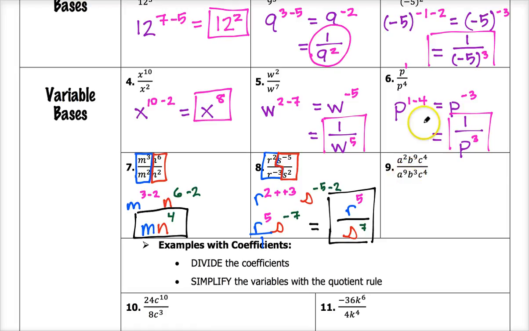Okay, number 9, 3 variables this time, but we'll treat it the same way as we did the 2. So we'll start with the a's. We have a squared over a to the 9th. This is going to give us a to the 2 minus 9 power. We have b to the 9th over b to the 3rd. This is going to give us b to the 9 minus 3 power. And then we have c to the 4th over c to the 4th. This will give us c to the 4 minus 4 power.